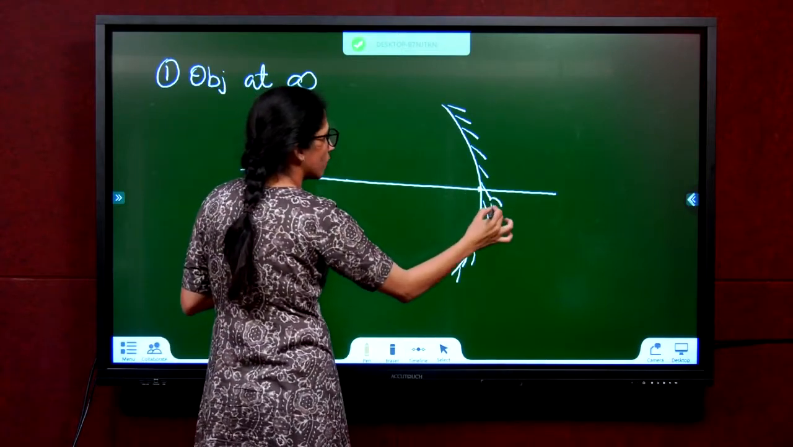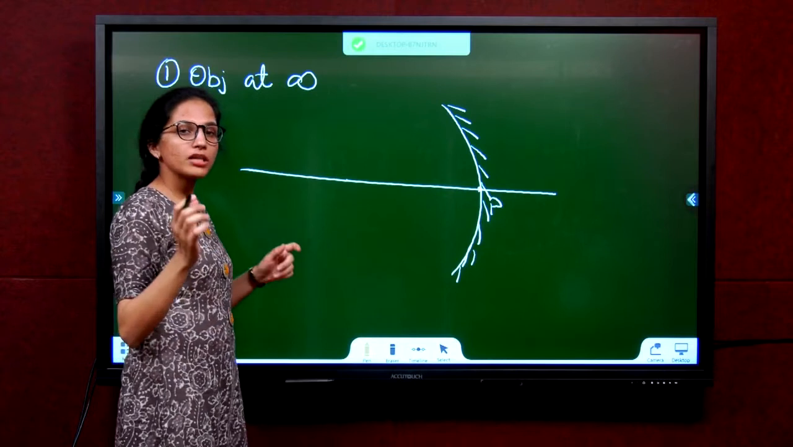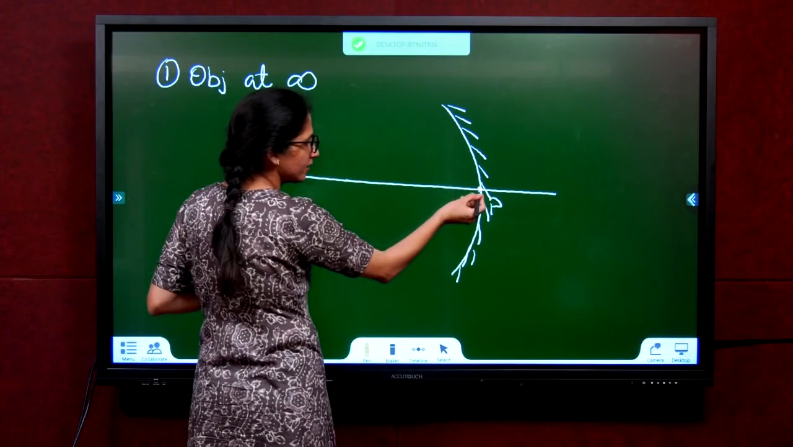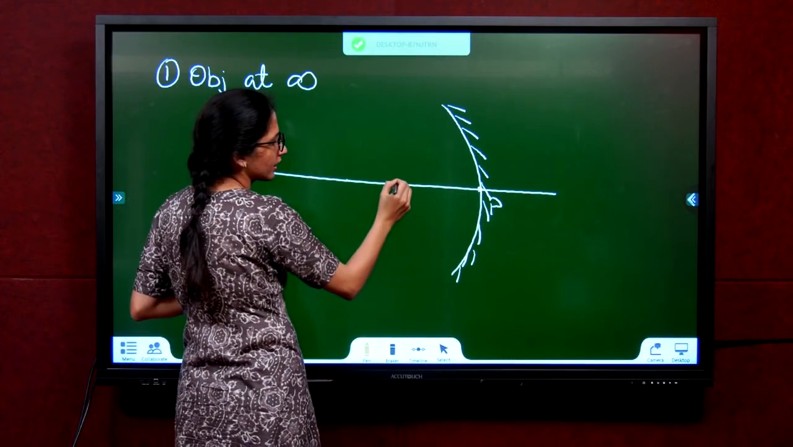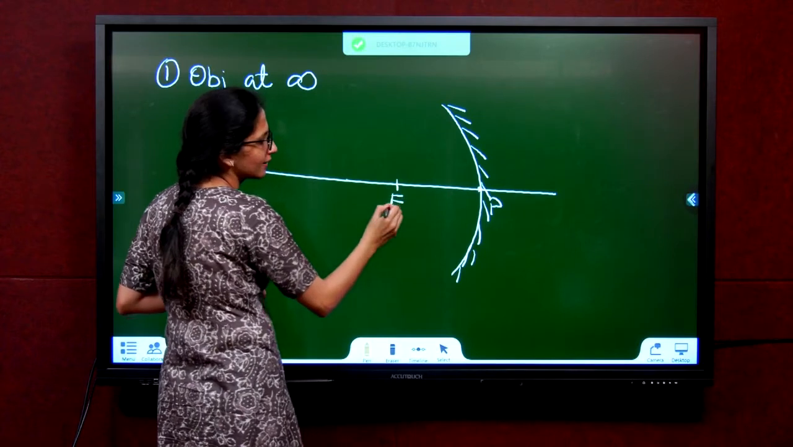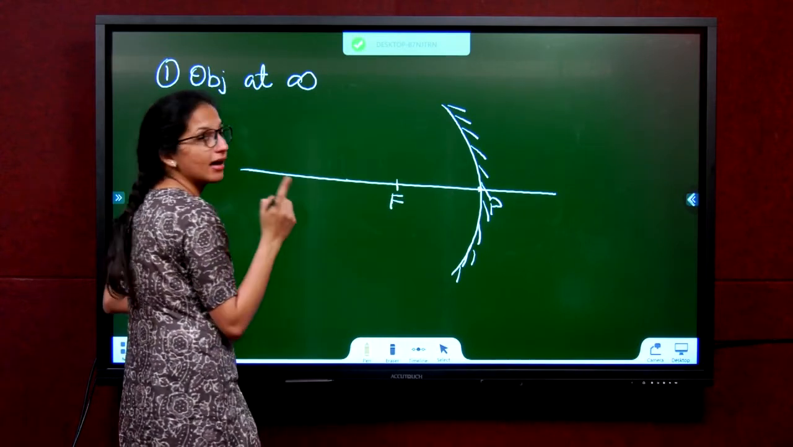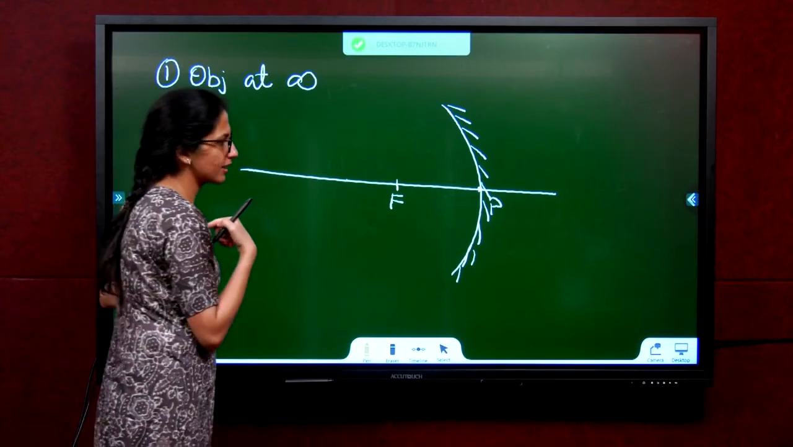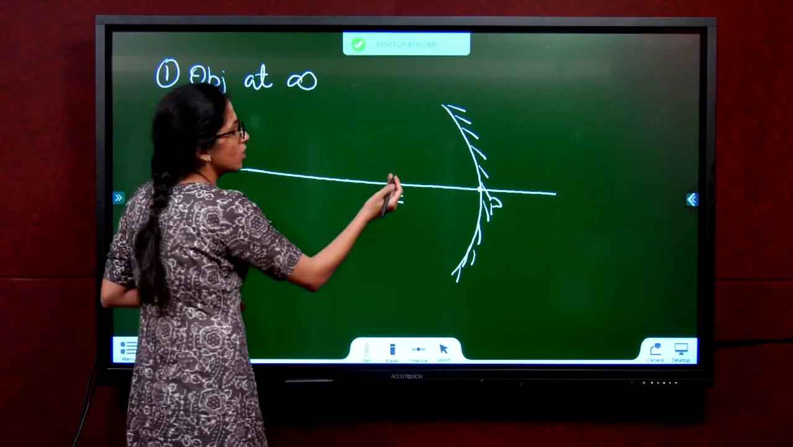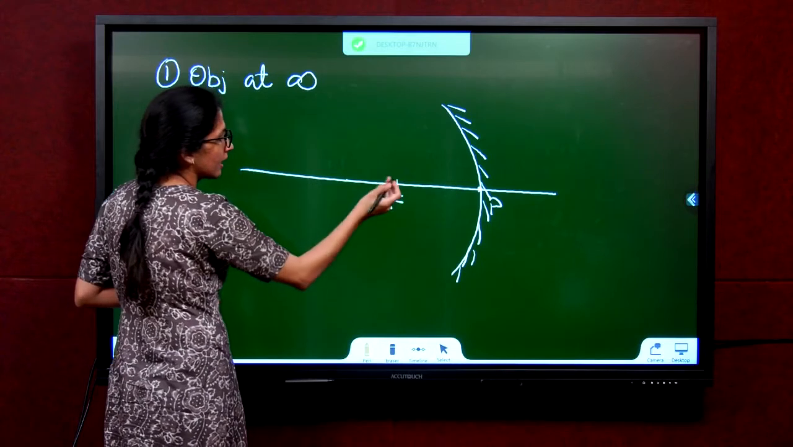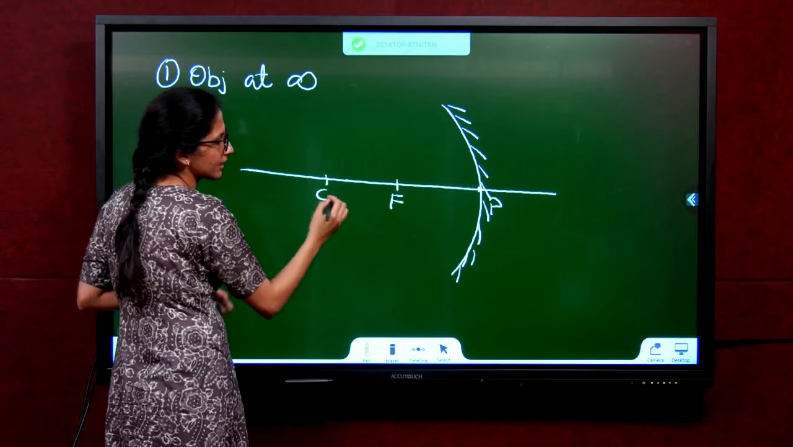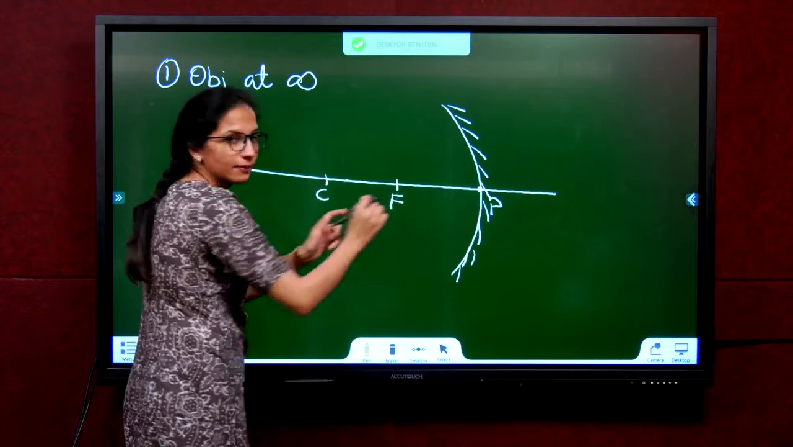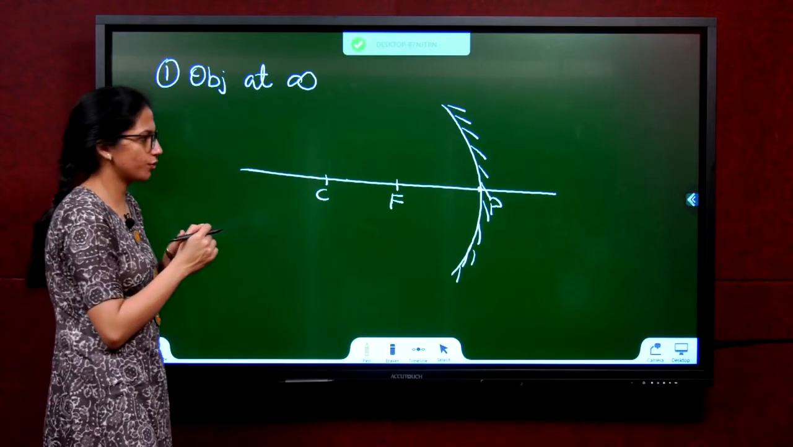We have a pole. Now, keep your scale here and measure from here, 0, 1, 2, 3. Mark your focus at 3 centimeters. R is equal to 2F. Radius is 2 times F for our kind of objects and images and for our kind of mirrors. So, if this is 3, another 3 centimeters, mark C. So, this will become 6. This will become 3. R is equal to 2F.